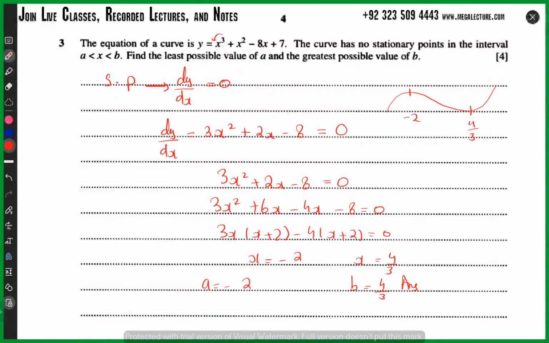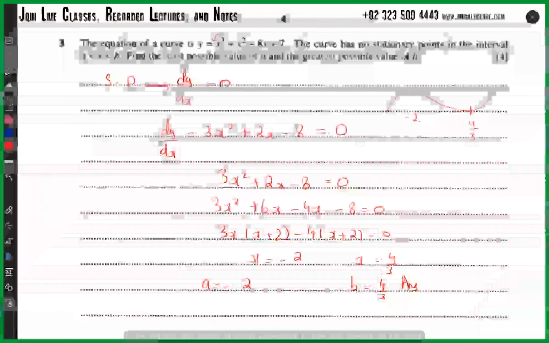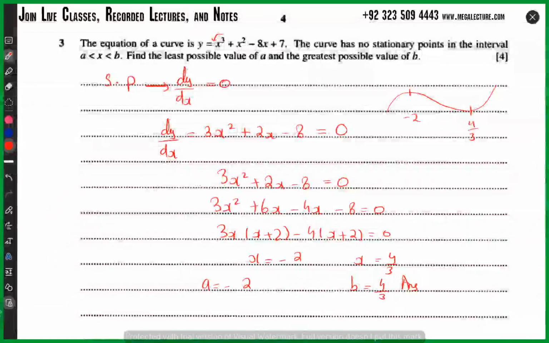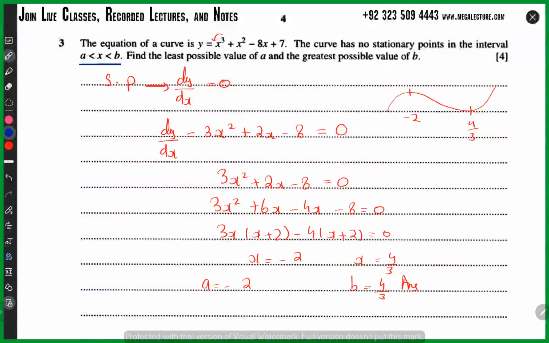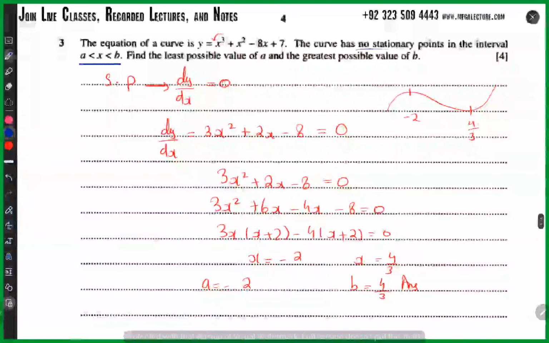Without looking at your diagram there, is it given that A should be -2, or is it just from the logical point of view? It's just from the logical point of view, because we know that this is the interval that is lying between two stationary points. Why? Because it has no stationary point, right? Okay. So that is why. Okay, perfect. So this part is done.